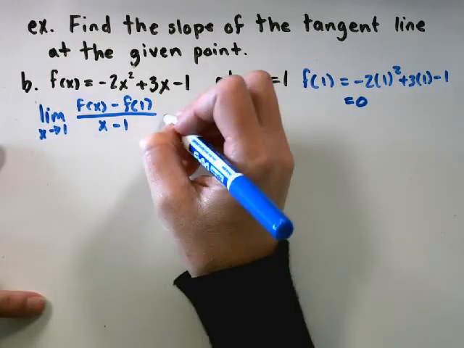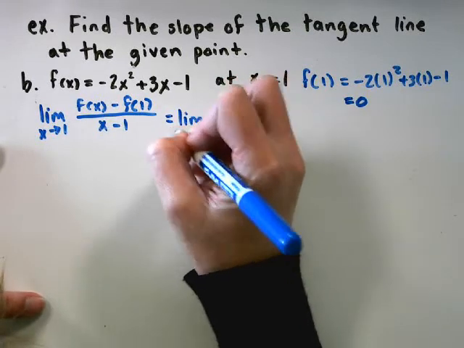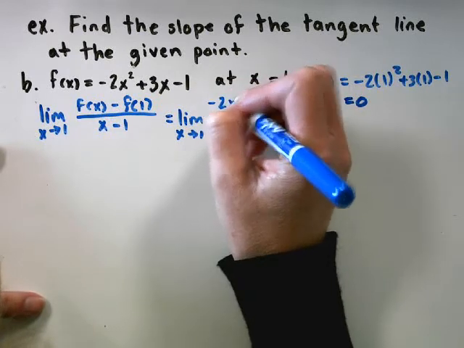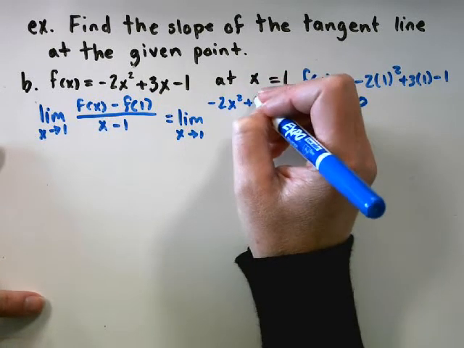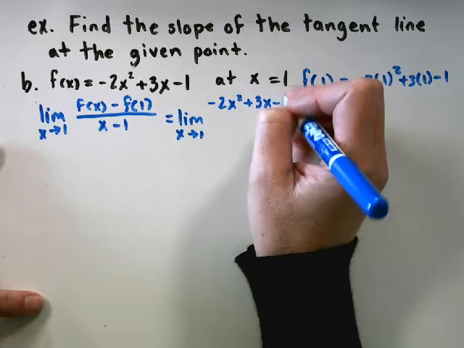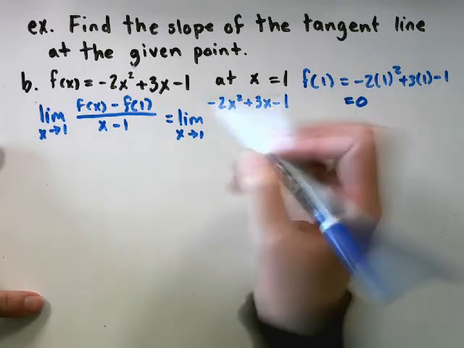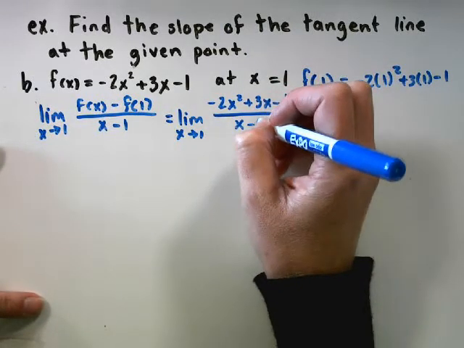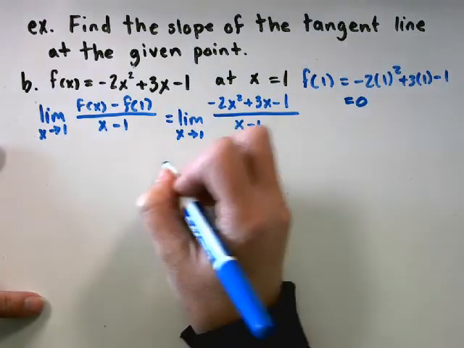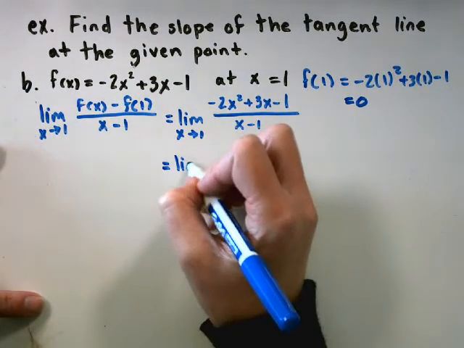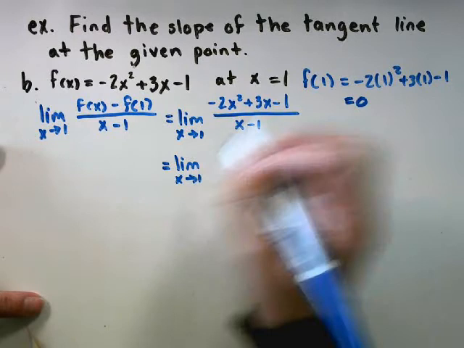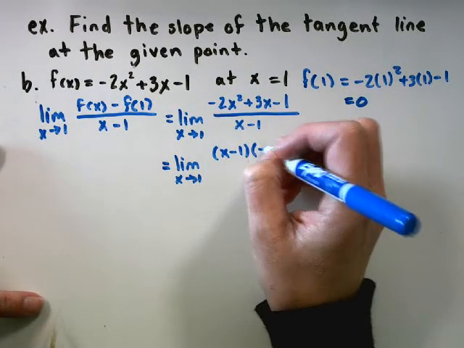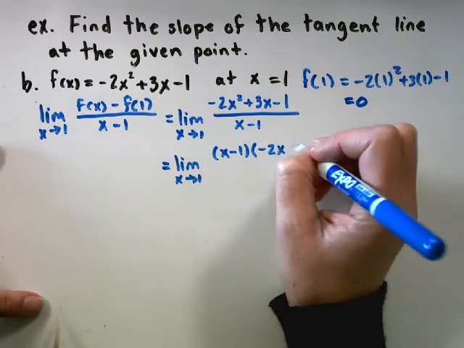So we're going to have the limit as x goes to 1 of f of x minus 0. So it's just going to stay there. Okay, and then we're going to factor. So I know one of my factors is x minus 1, which means my other factor is going to be a negative 2x plus 1.